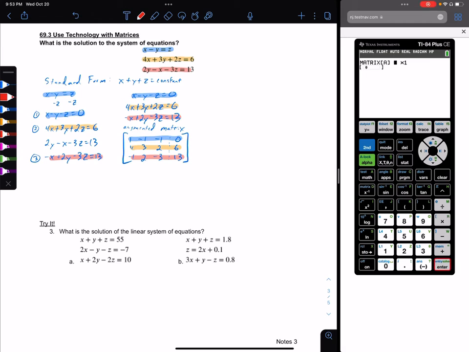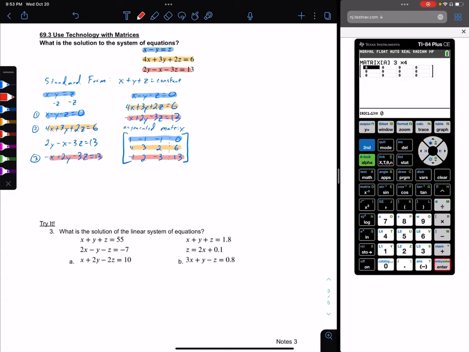So for our calculator, we're going to say 3, enter, 4, enter. And now we have a 3x4 matrix. There's a chance on the handheld calculators that the 4th column might be off screen. It is there, but just be careful with that.